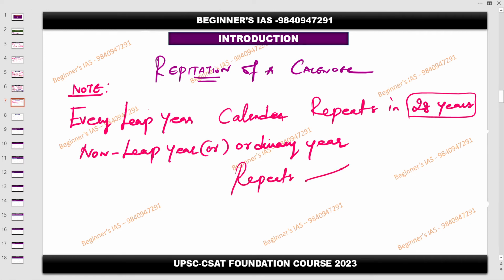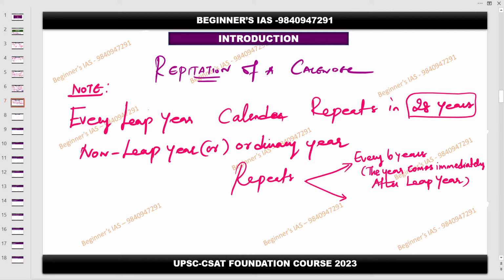I'm splitting it into two. It repeats every 6 years. Every 6 years. The important note is this: the year that comes immediately after a leap year. Let me complete, and I will give you the example.